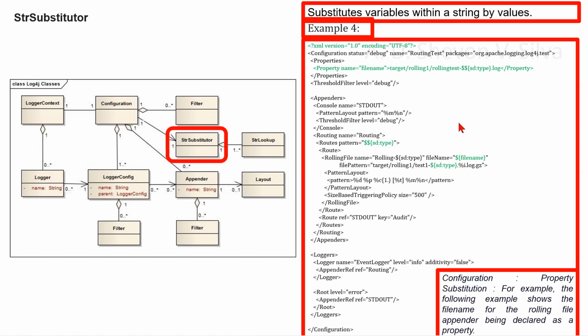To accomplish this, Log4j uses variations of the Apache Commons Lang StrSubstitutor and StrLookup classes. In a manner similar to Ant and Maven, this allows variables declared as ${name} to be resolved using properties declared in the configuration itself. For example, the following example shows the file name for the rolling file appender being declared as a property.